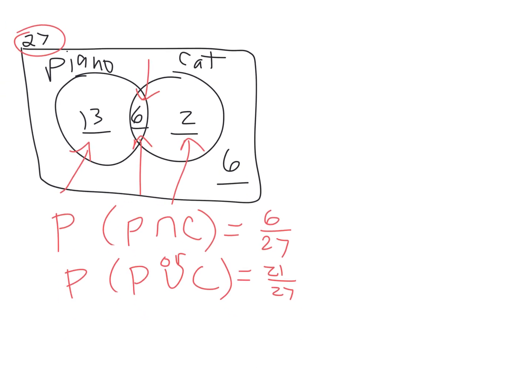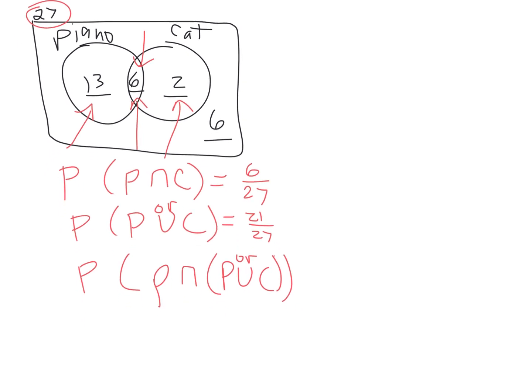And the last one is the trickiest kind, the combo. P intersect P union C, which is piano, union, which is a big answer. Ors are a big answer. Cat. All right, John Paul, can you explain to me how to start this last one?